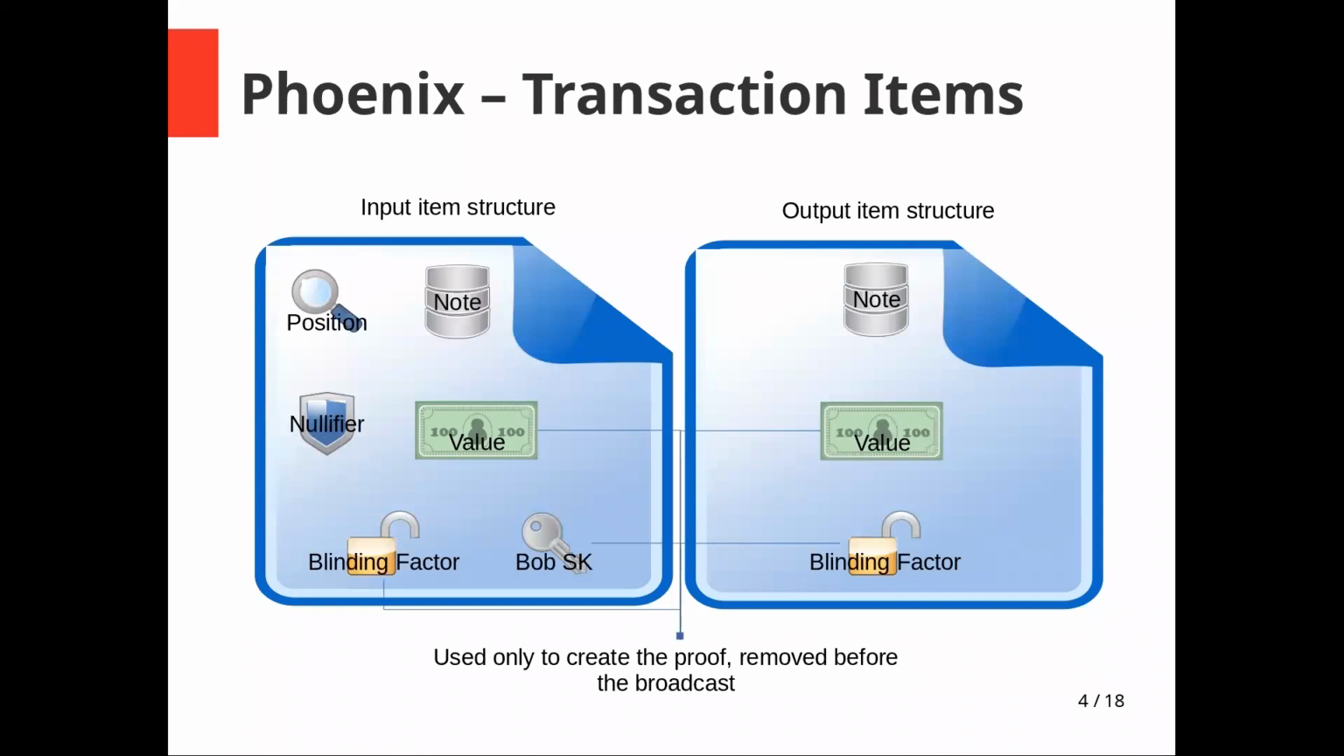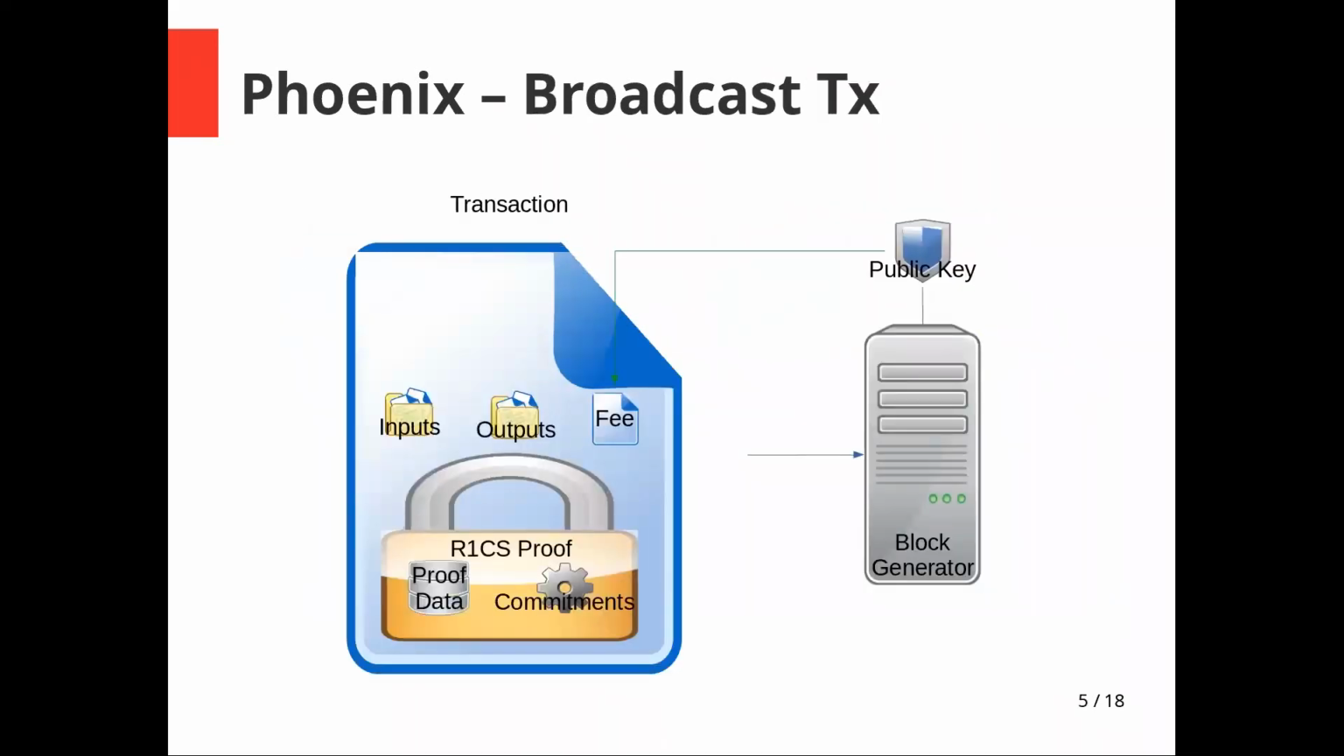After the proof is created, this data is cleaned from the node and the transaction items can be broadcasted without any security issues. So what will be broadcasted? The position, the node, and the nullifier. About the position, there is an open issue at the end, so I will talk about that. The transaction itself then will contain a set of inputs, a set of outputs, and a transaction fee.